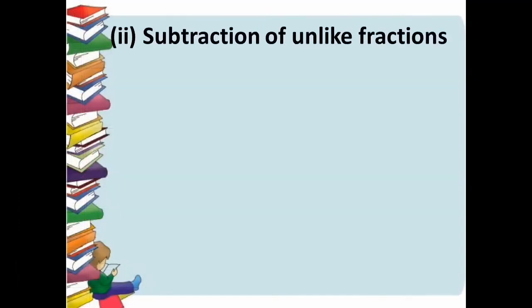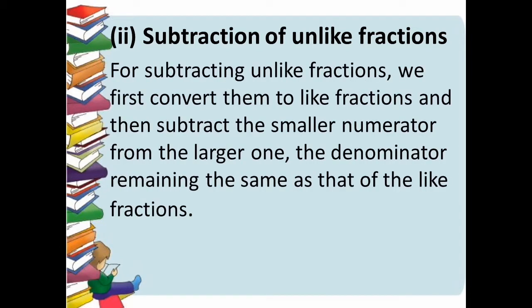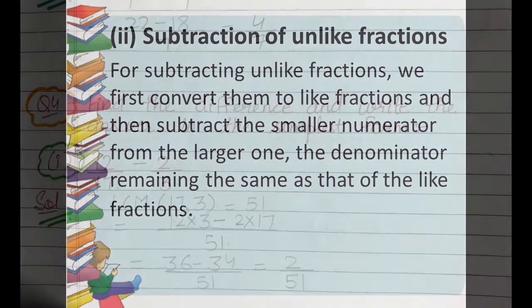Now the second is subtraction of unlike fractions, and it says that for subtracting unlike fractions, we first convert them to like fractions and then subtract the smaller numerator from the larger one, the denominator remaining the same as that of the like fractions. Now let us see this with the help of an example.